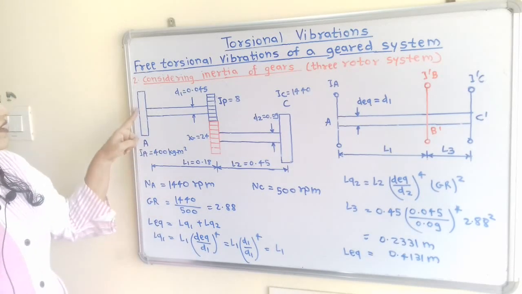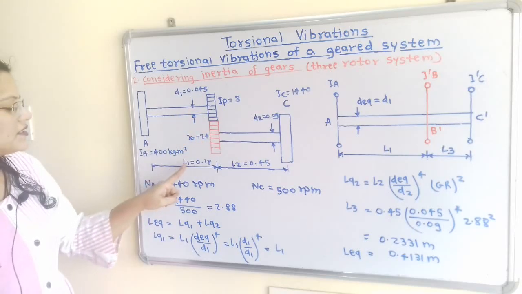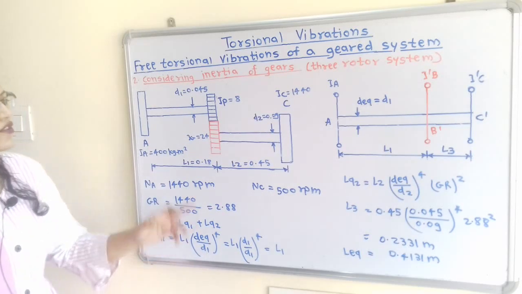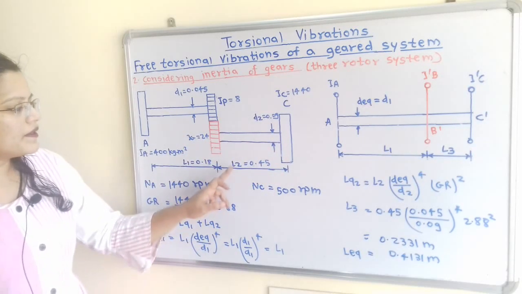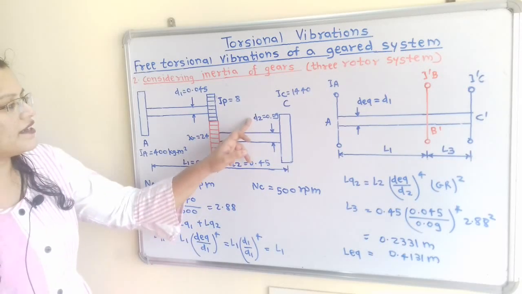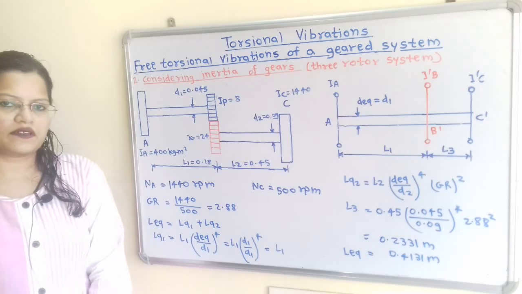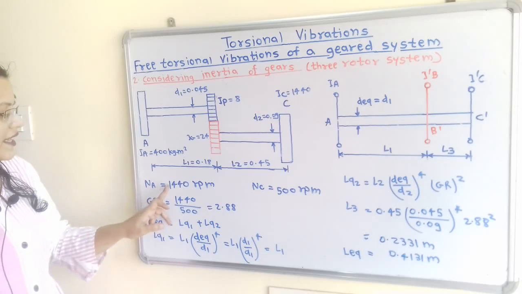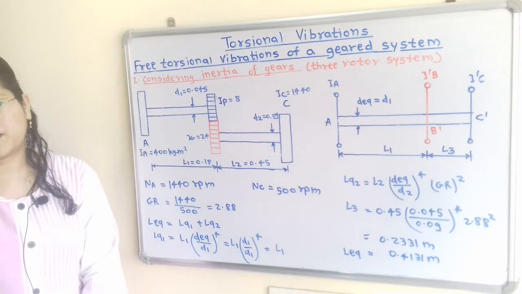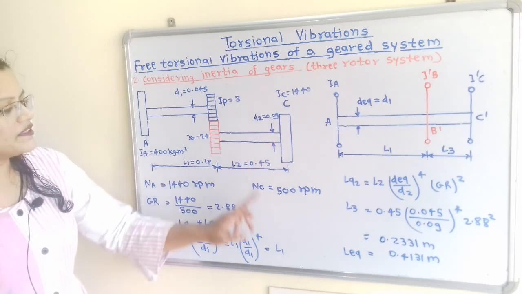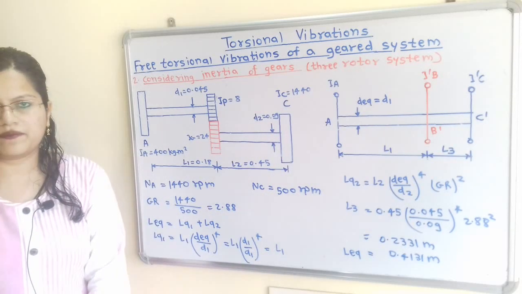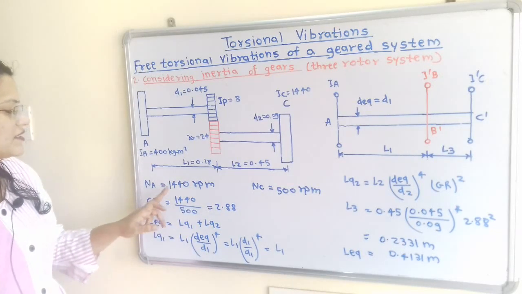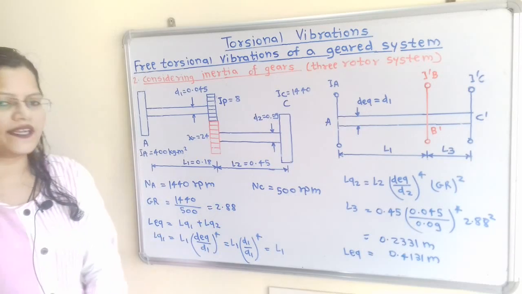The length of the shaft connected to the motor and pinion is 0.18 meter and diameter 0.045 meter. The length of the shaft connected to gear and pump, L2, is 0.45 meter and D2 0.09 meter is also mentioned in the question. Now the motor runs at, that is NA, 1440 rpm and the pump runs at, that is NC, 500 rpm. Now from this given data we can calculate the gear ratio. So gear ratio is NA by NC, that is equal to 2.88.